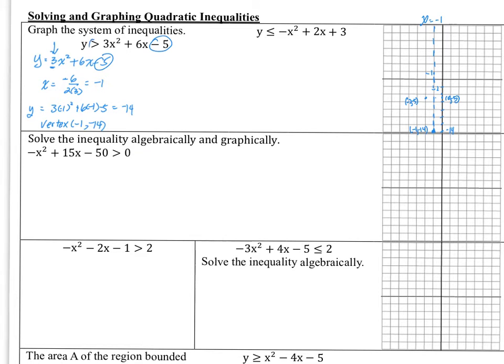And then because this is a greater than sign, it has to be a dashed parabolic boundary. This is supposed to be curved. Okay, I'm not going to shade anything yet. I'm going to draw the other parabolic boundary.